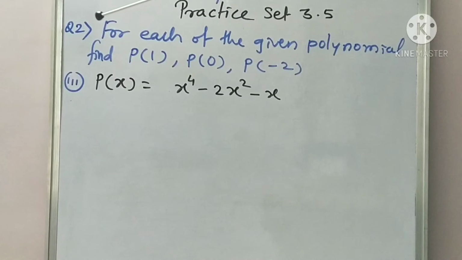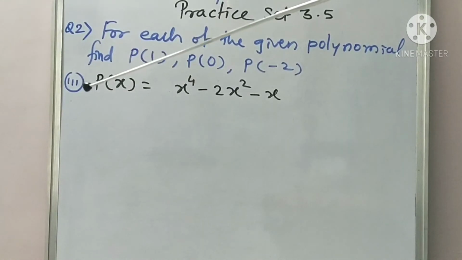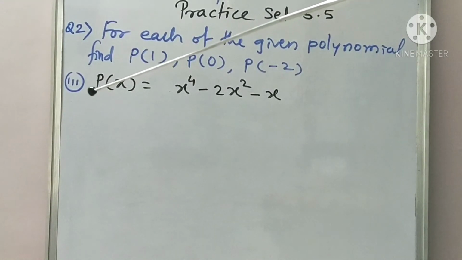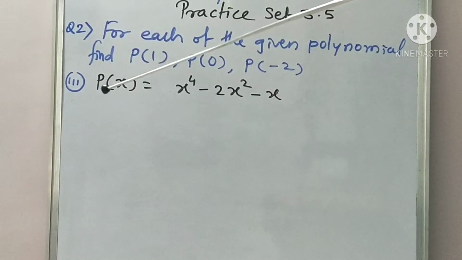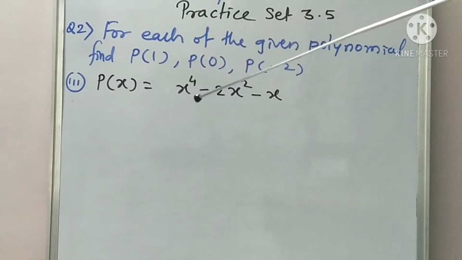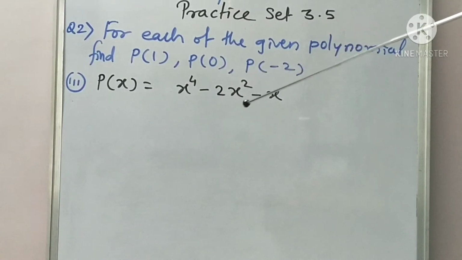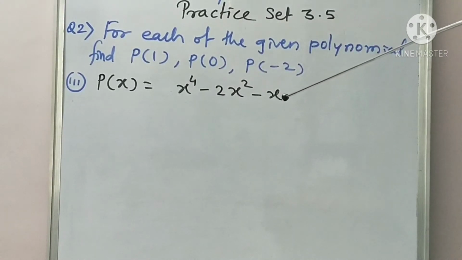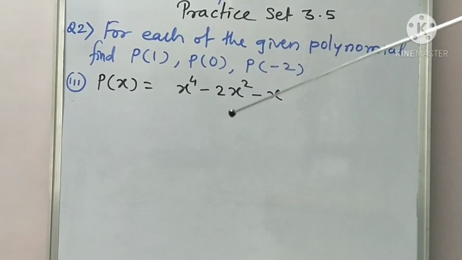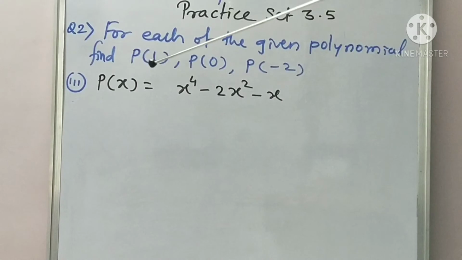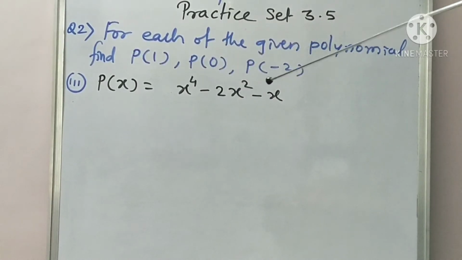Now in the second question, for each of the given polynomials find p of 1, p of 0 and p of minus 2. Okay, so here we try the third one. The first two I will keep as your homework students. So the polynomial is x raised to 4 minus 2x square minus x, and we have to find the value of the given polynomial for each value of x.